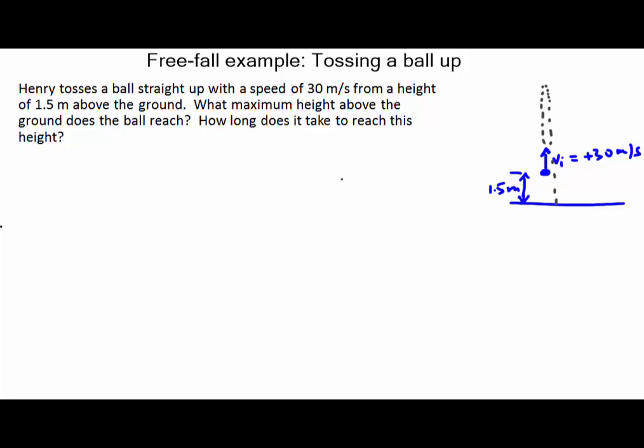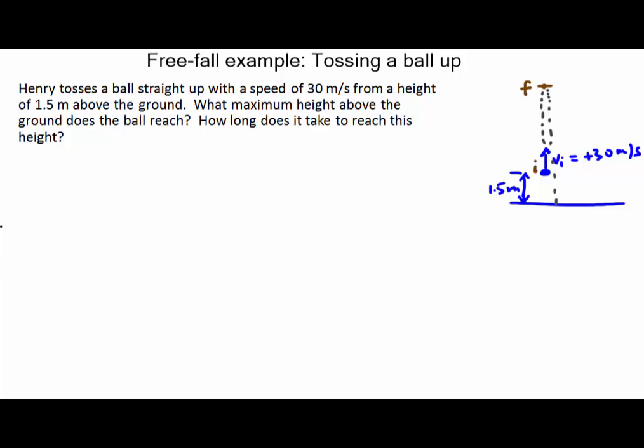Now, as we said in the last video, it's very important to define our initial and final moments of time that we are interested in. And in this case, my initial moment is when the ball was just barely released by Henry at a height of 1.5 meters above the ground. And the final, since I'm interested in the maximum height the ball attains right there and the time it takes to get there, my final position is right here.